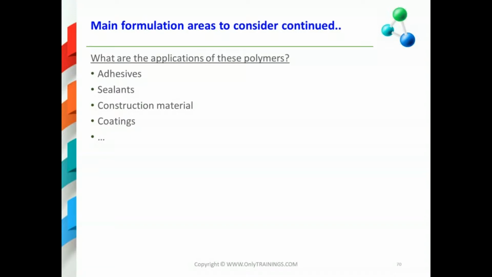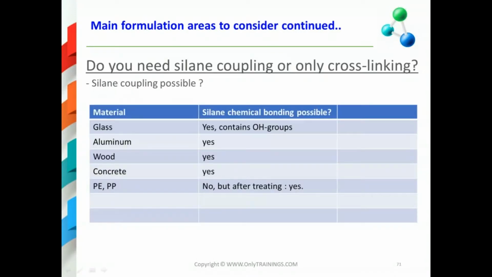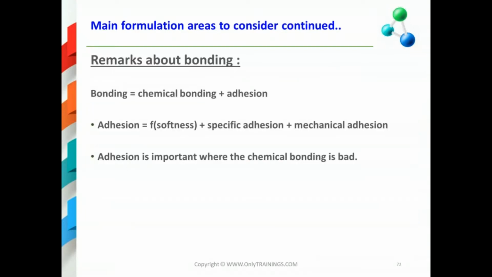Do you want to make an adhesive, sealant, or do you want to make a construction material, coating, and so on? Do you need silane coupling or only cross-linking? Maybe it is not always possible to make a coupling. For instance, glass, okay, you have a lot of OH groups. Those materials are also possible. But for instance, polyethylene and polypropylene, you cannot couple with silane groups. It's possible after flame treating, for instance, or ozone treating, but otherwise it is not possible.